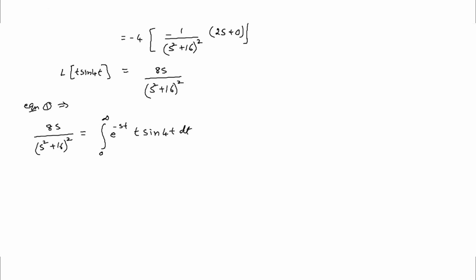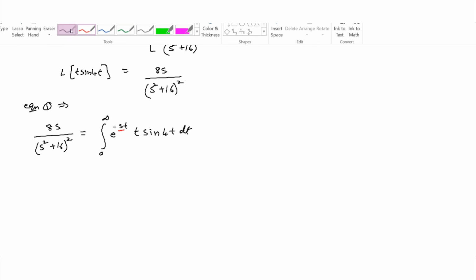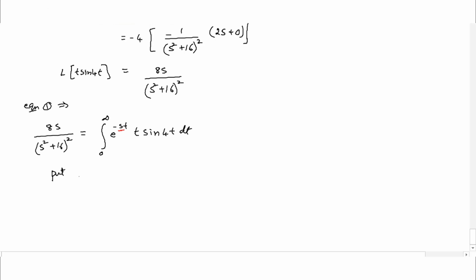Now try to observe this expression with the question that is given. In the question, this is the value that you see. That particular value is nothing but your 2, so it is e power of minus 2s. So what I will be doing now is putting the value of s equal to 2, so that I get the required solution. Put the value of s to be 2 on both sides. So it is 8 times 2, divided by 2 square plus 16 whole square, is equal to the integral of 0 to infinity e power of minus, the s value is 2, so 2t, into t sine 4t into dt.